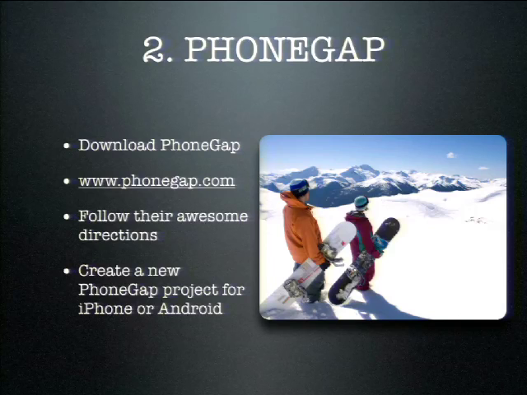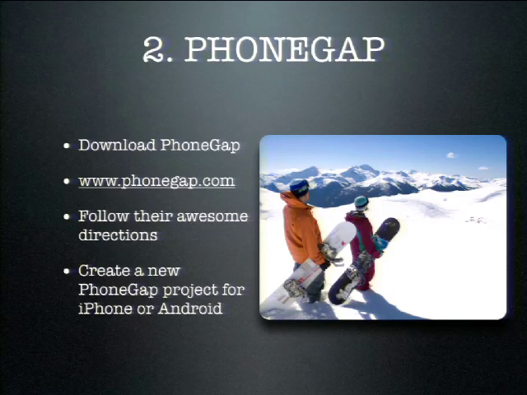Once you have your development environment set up, you need to download PhoneGap, and they have an excellent set of installation instructions, whether you're developing for Android, iOS or Windows Phone. They did a really good job of making that easy. Go to PhoneGap.com and follow their directions, and they'll get you totally set up. Then all you need to do is create a new PhoneGap project for iPhone or Android from that development tool, and you'll have a PhoneGap project up and running, and that's an app right there, out of the box.